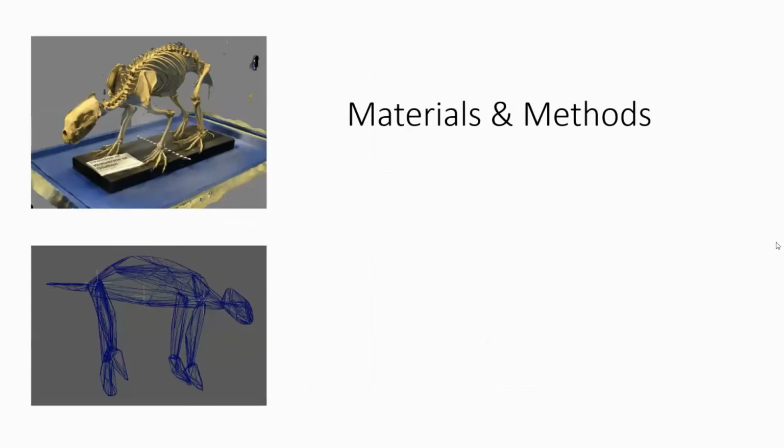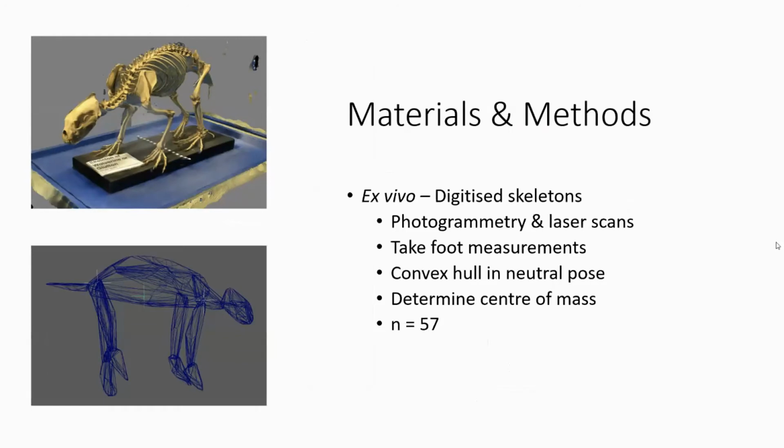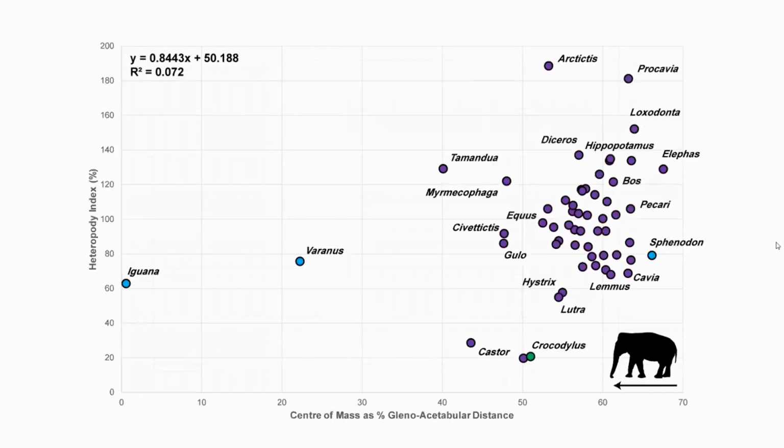So from there, with this information, we then got a lot of skeletal data from Liverpool World Museum and from the literature. We digitized 57 different animal skeletons with photogrammetry and with laser scans. We took foot measurements as the ones I listed before: the digit length, the phalangeal length, pose width, carpal width, all that good stuff. And then we got convex hulls in a neutral pose from this to determine the center of mass. And the results were as follows.